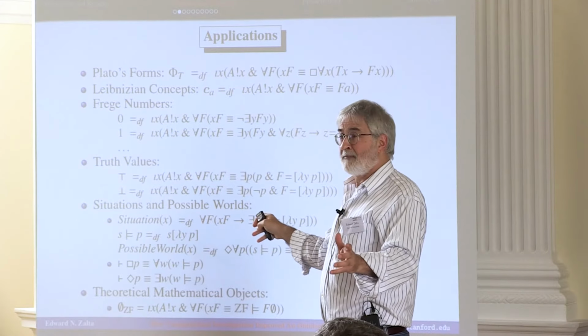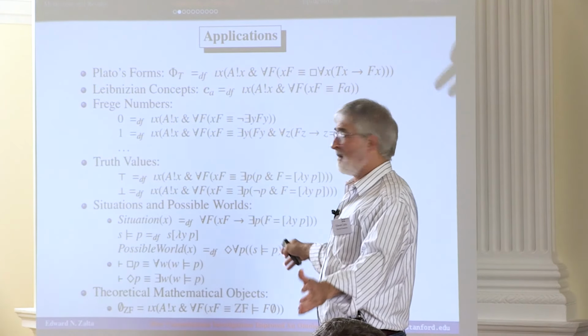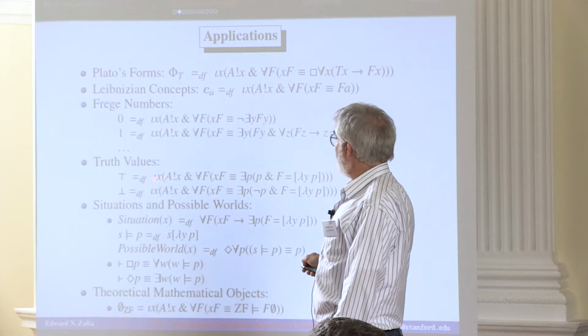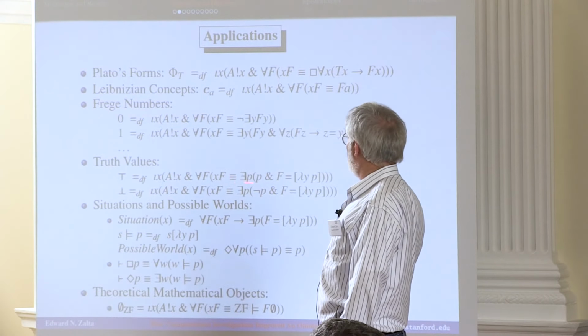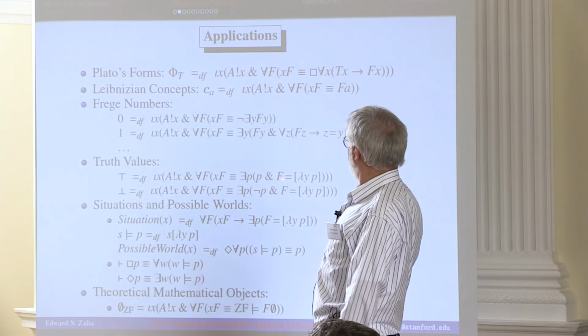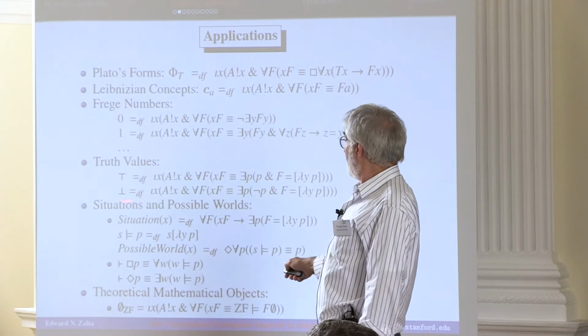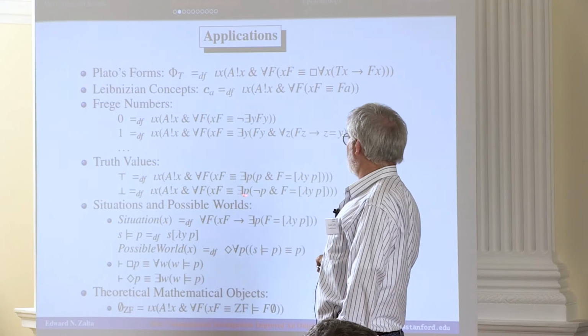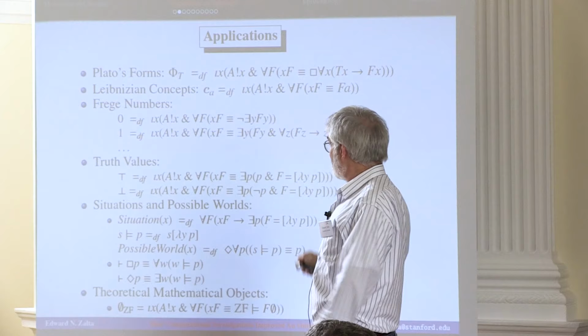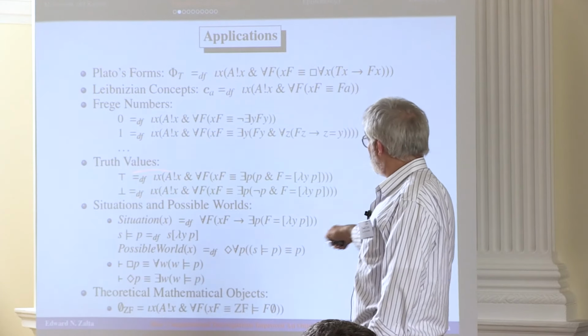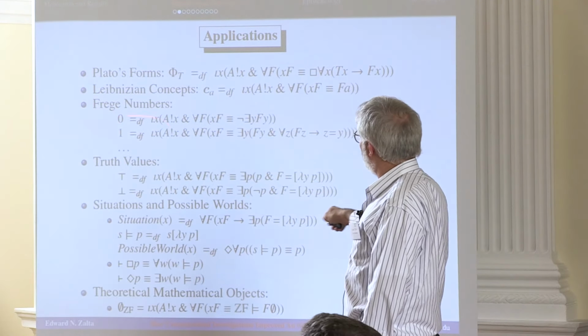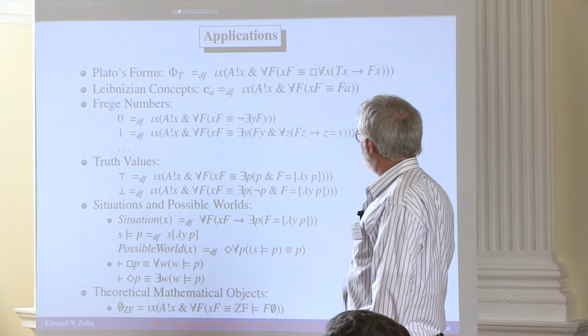Then the truth values. These are things that Frege postulated, that everybody just seems to accept in logic. The True is the abstract object that encodes all and only the truths by encoding properties of this form. And the False is the abstract object that encodes all and only the falsehoods. So that now you can prove theorems about the True and the False. You can prove theorems about Frege numbers, about all these things.